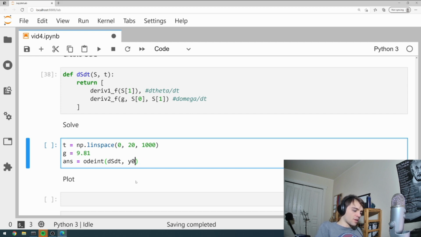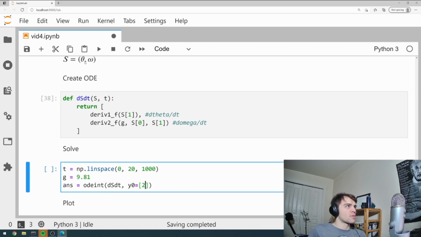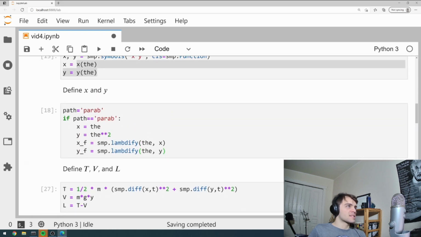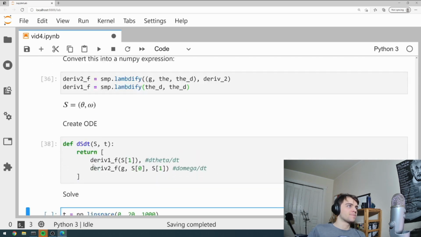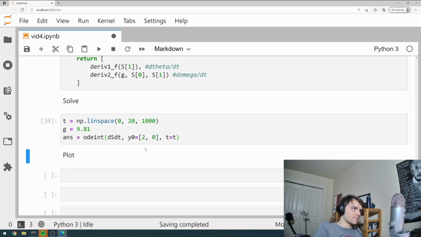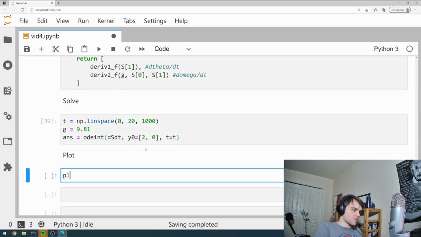So for the parabola, I think it'll start at... what this says is theta is equal to... well, let's start at theta is equal to 2. So why not, right? Because our system S, we're going to start at theta equals 2. That means that x is equal to 2 and y is equal to 4. So it starts at a point on that parabola. And it's going to have no omega to start, so it's starting from rest. And then we feed in our t is equal to t. And we can plot our answer. It's as simple as that.